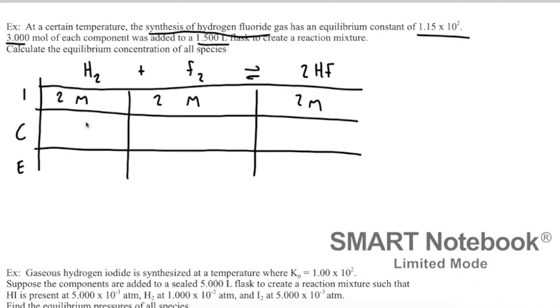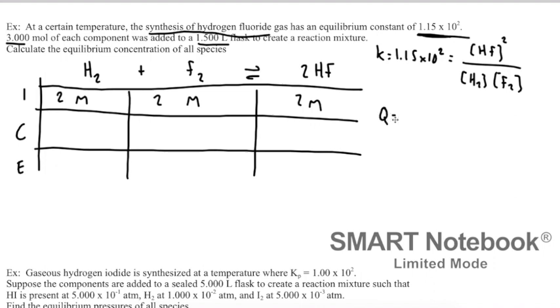Now we want to know whether the change will be positive or negative. So do you guys remember what we have to do to figure that out? Yeah, we have to compare Q to K. So real quick, let me write a K expression. I know that K is 1.15 times 10 to the second. They told me that right here. I know that's equal to the product concentration raised to its stoichiometric coefficient divided by the reactant concentrations. And I know that the formula for Q is exactly the same. So I can solve Q. It's going to be 2 squared divided by 2 times 2, which is clearly 1. This K value is very big, right?